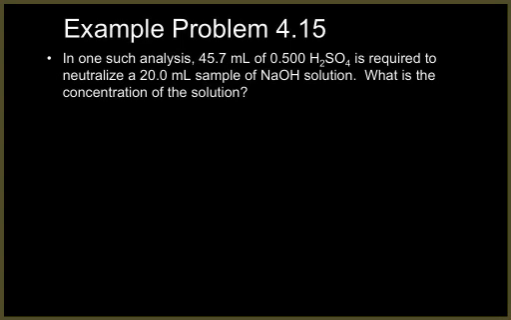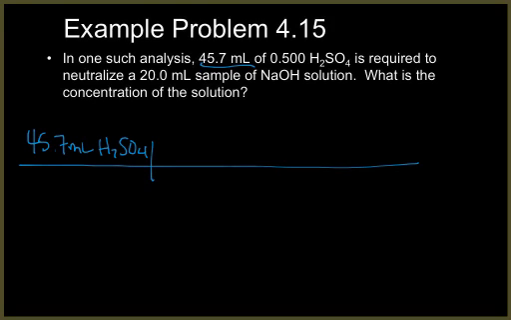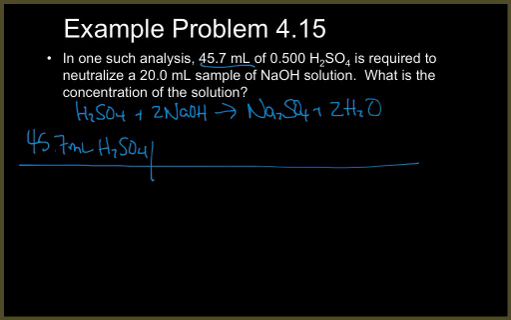So just like before, I'm going to start with my volume, 45.7 milliliters of H2SO4. And I would need a balanced equation. We already did this balanced equation on a previous example, so let's write it now. It's H2SO4 plus 2 NaOH gives me Na2SO4 plus 2 H2O. So again, you'd have to start with that, but we did that reaction a minute ago, so we're just copying it over.